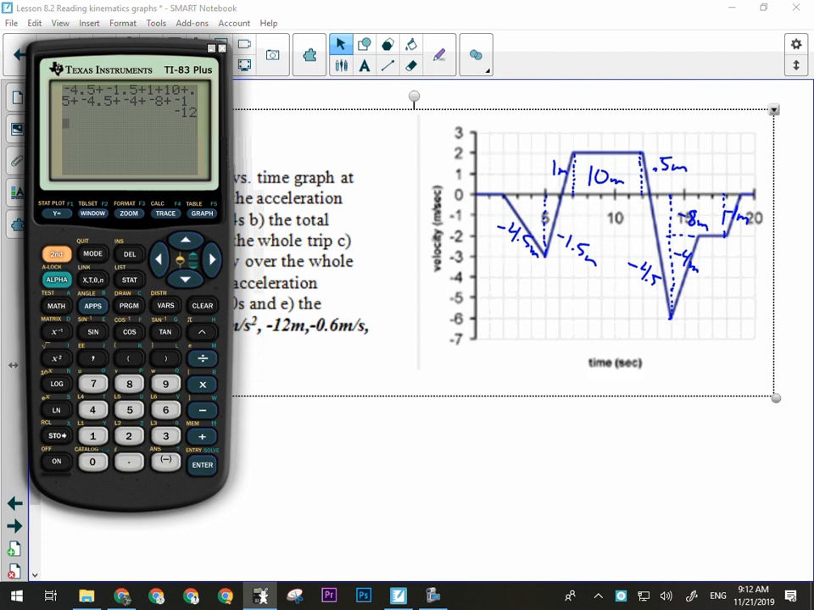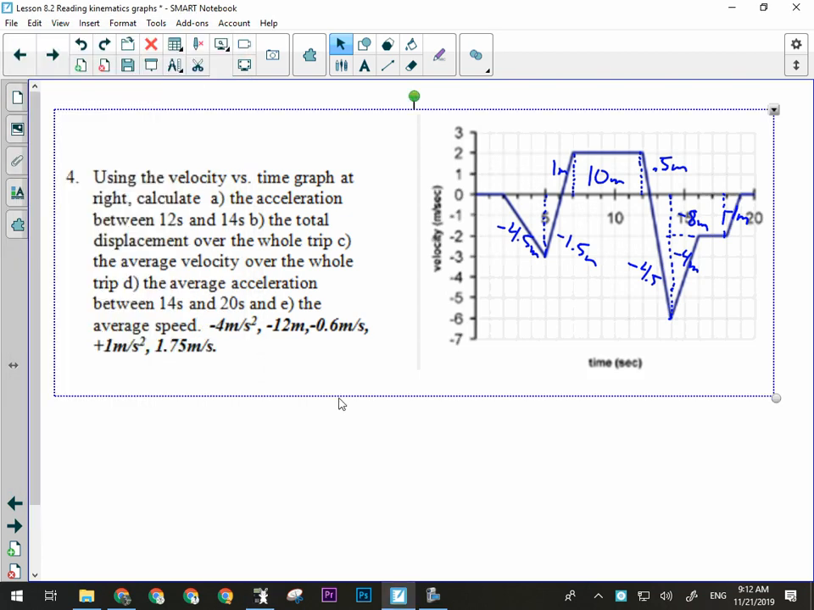And that should make sense. I mean, if I look at this graph, I definitely spend more time going backwards than forwards. So it makes sense that I should end up behind where I started. All right, so that's the displacement over the whole trip.